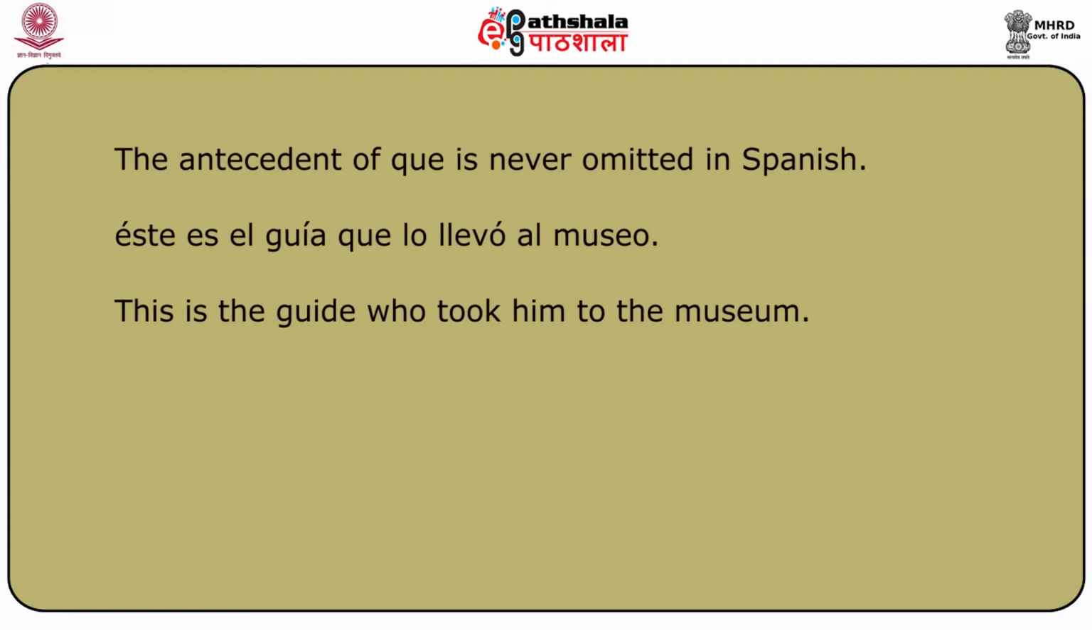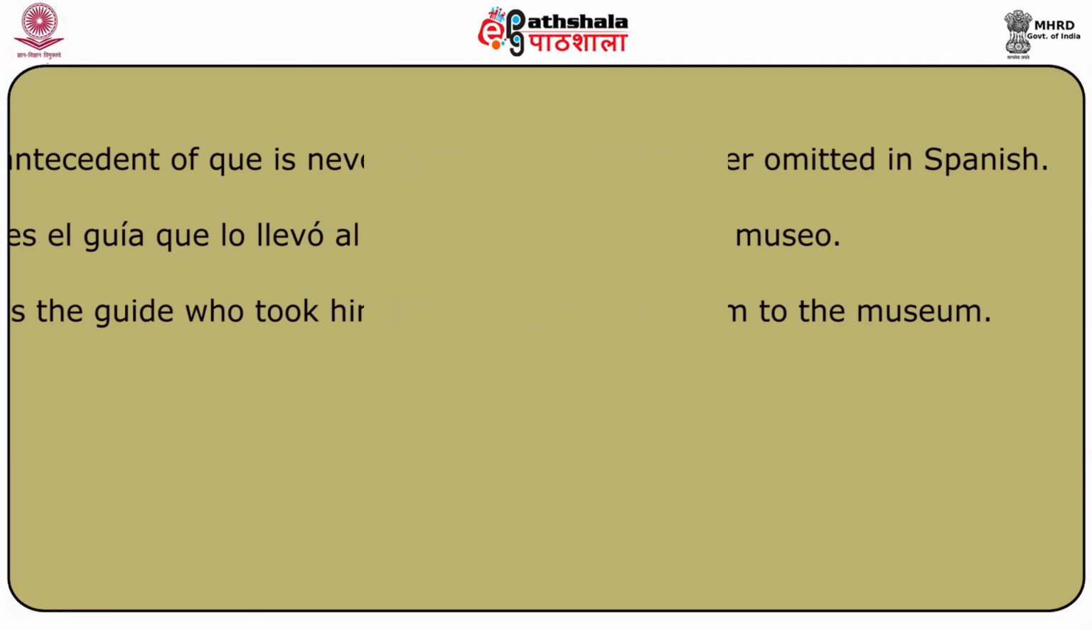In the following example, que, referring back to el guía, functions as the subject of the verb llevó in the relative or dependent clause. Este es el guía que lo llevó al museo. This is the guide who took him to the museum. So, que is referring back to el guía and functions as the subject of the verb llevó in the relative or dependent clause.